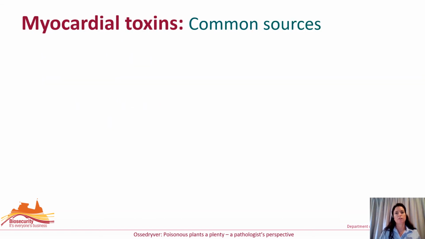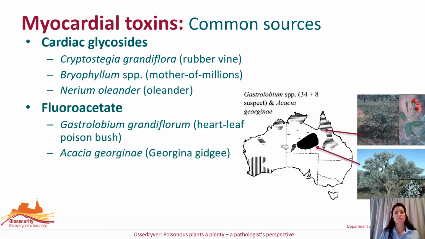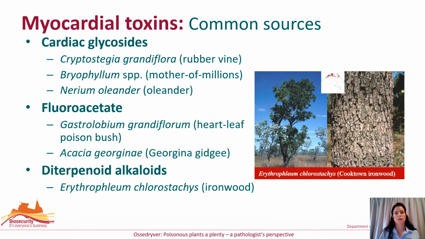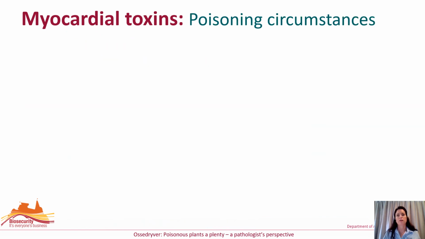Sudden death is often the sequelae of exposure to toxicants that may have an acute effect on the heart. Commonly encountered myocardial toxins of plant origin include cardiac glycosides, found in plants such as rubber vine, mother of millions and oleander, fluoroacetate in Gastrolobium species and Acacia georgina, diterpenoid alkaloids in ironwood, and gossypol from cottonseed. Poisoning circumstances for each of these toxins vary.